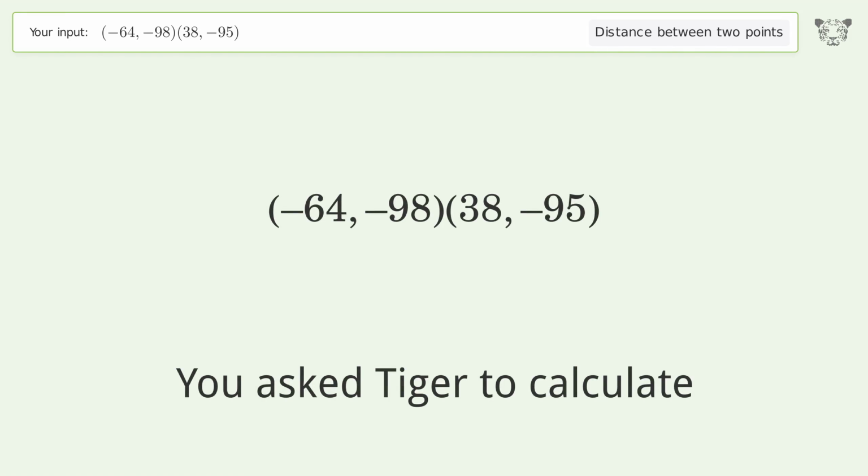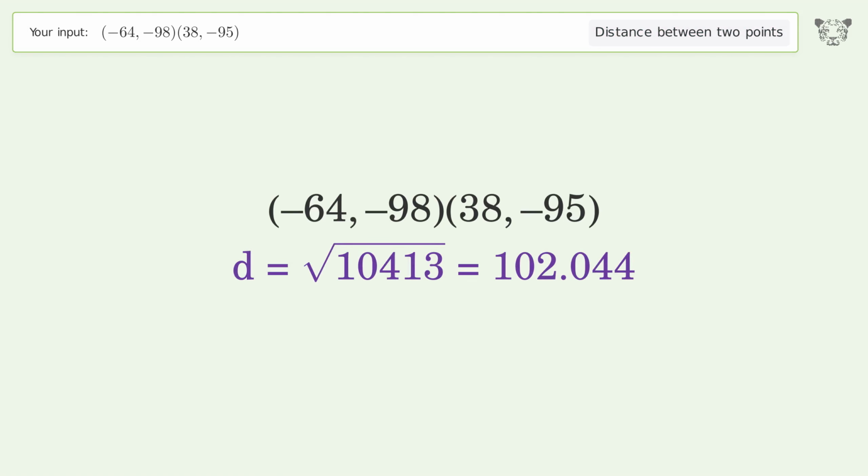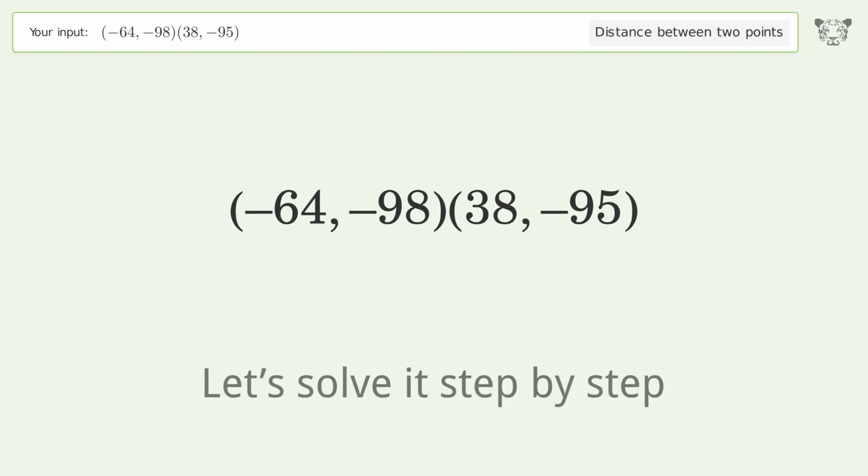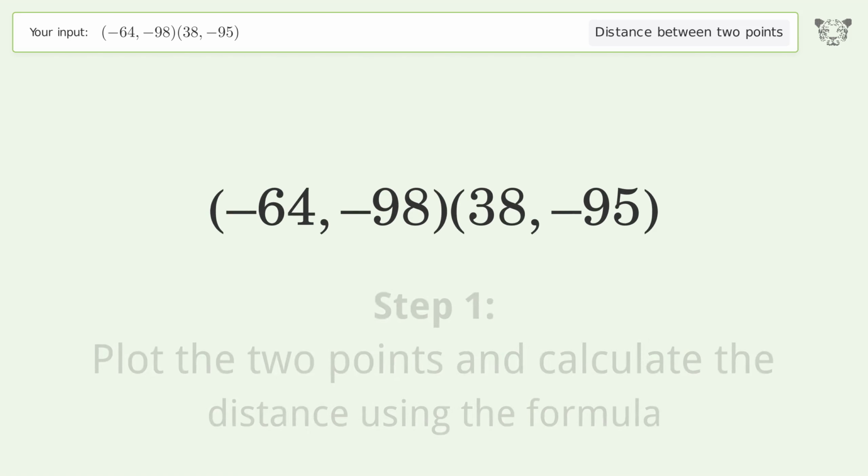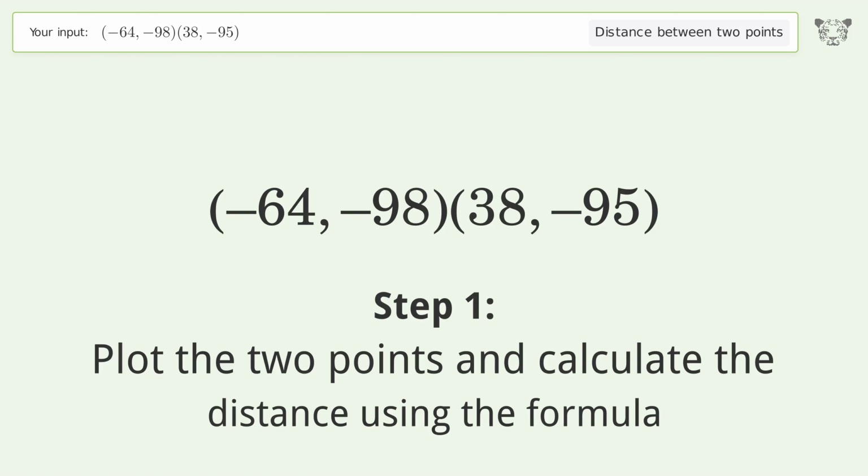You ask Tiger to calculate. This deals with the distance between 2 points. The distance between the 2 points is the square root of 10,413, or 102.044. Let's solve it step by step. Plot the 2 points and calculate the distance using the formula.